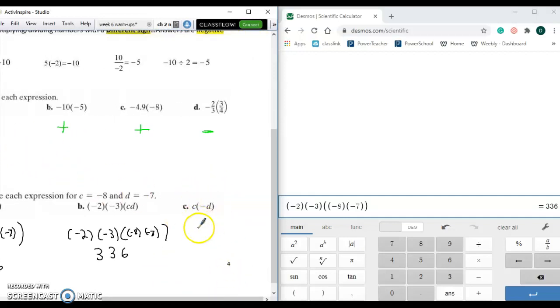So as I type this in, I'm putting my C in parentheses. Then I have this parenthesis and negative, and then whatever my D is in parentheses. So my C is negative 8, and my D is negative 7. If you do that, it's going to help you not miss those negative signs as well. So we can go ahead and type that in. Parentheses, negative 8, and a parenthesis, then we have that negative, and then parentheses, negative 7. Close that out. We have negative 56 as our answer.